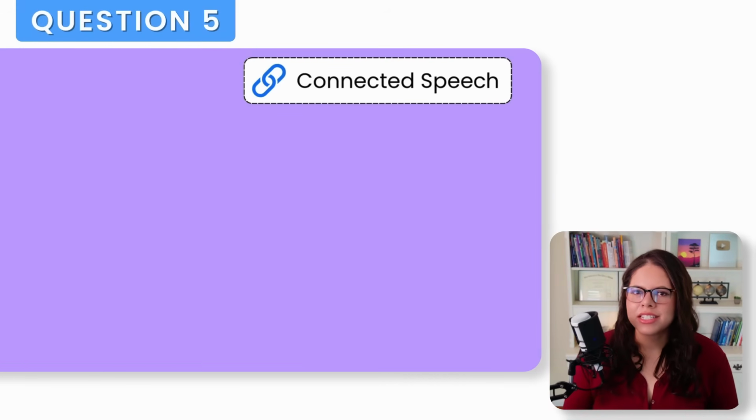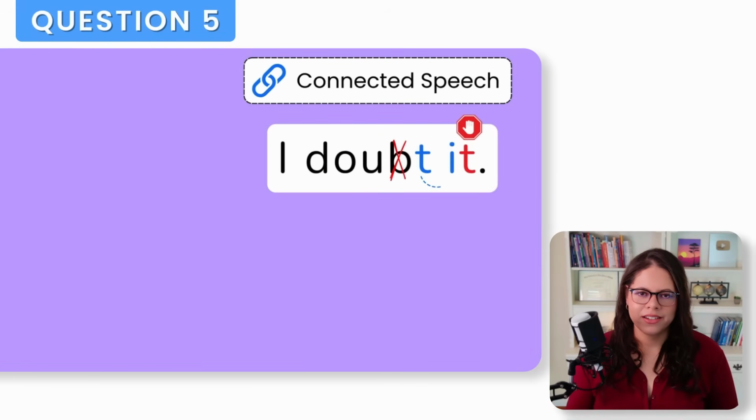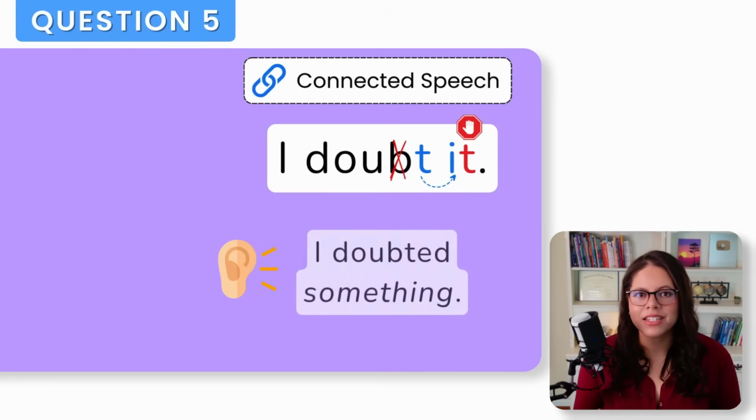This is a very common expression. Listen to that connected speech. I doubt it. I doubt it. That final T at the end is usually stopped, so sometimes it's difficult to tell the difference between I doubt it and I doubted something, like the past tense verb.